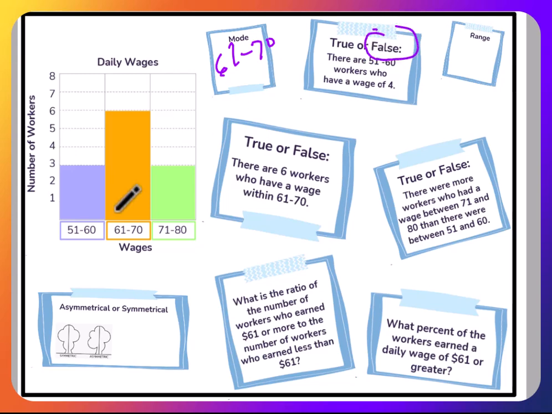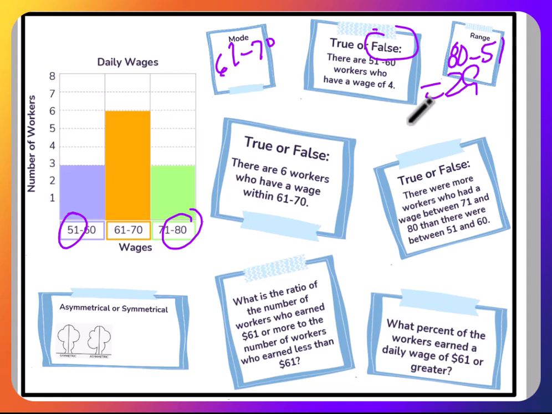Make sure that you have the labels in the right place, because sometimes they like to trick you up and switch them up. Range, we know the range is the distribution. What is the spread? It's the highest number minus the lowest. So what is the highest number, highest possible wage? 80. What's the lowest possible wage? 51. So you would subtract those. 80 minus 51 is 29.